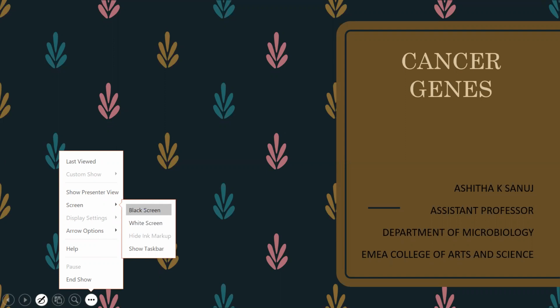The first gene we'll be talking about is HER2 or NEU. It is also called ERBB2. Okay, this is the first gene which we are going to see.